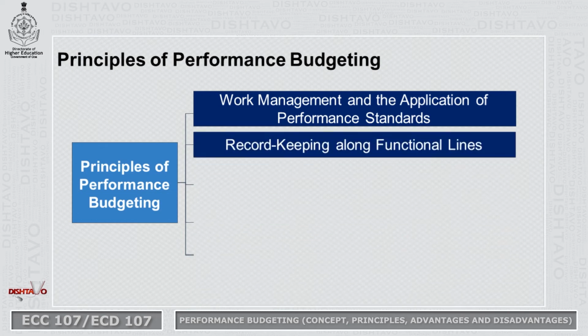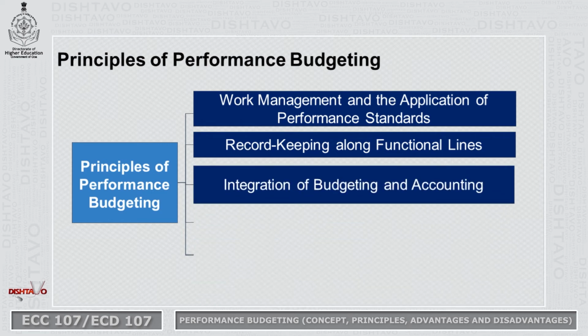Second, record keeping along functional lines. The second condition along the road to performance budgeting is the establishment of record keeping along functional lines. Such reports would indicate the variance between budgeted and actual cost, thereby enabling management to check off the work accomplished against the work assigned. Third, integration of budgeting and accounting classification.